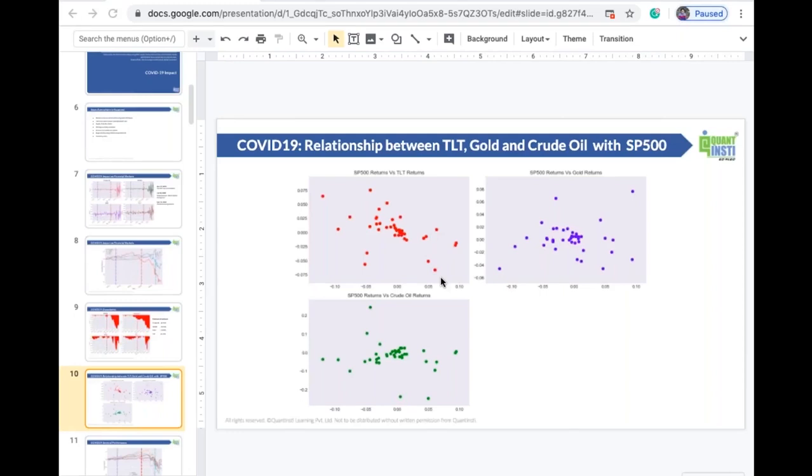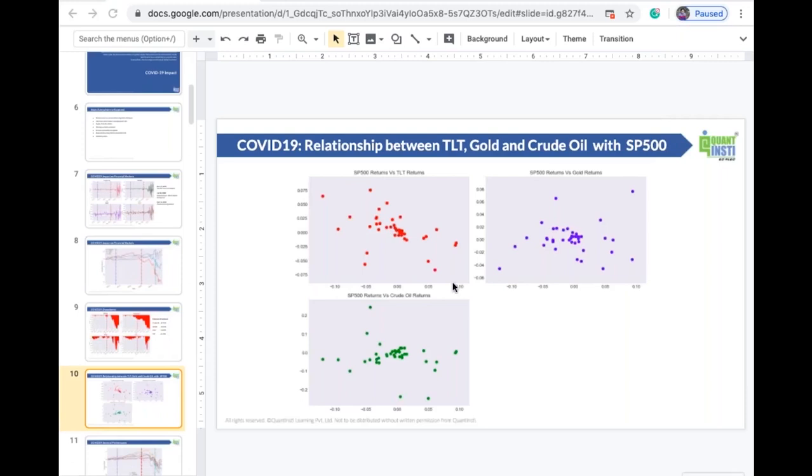And as we all know, when there is a crisis like the coronavirus, the economy is expected to slow down, and therefore the Fed and all agencies step in and reduce the rate. So there is an inverse relationship between the rates and price. So a reduction in rate results in an increase in price, and therefore we see this negative relationship. So S&P 500 would be falling, but TLT would be rising.